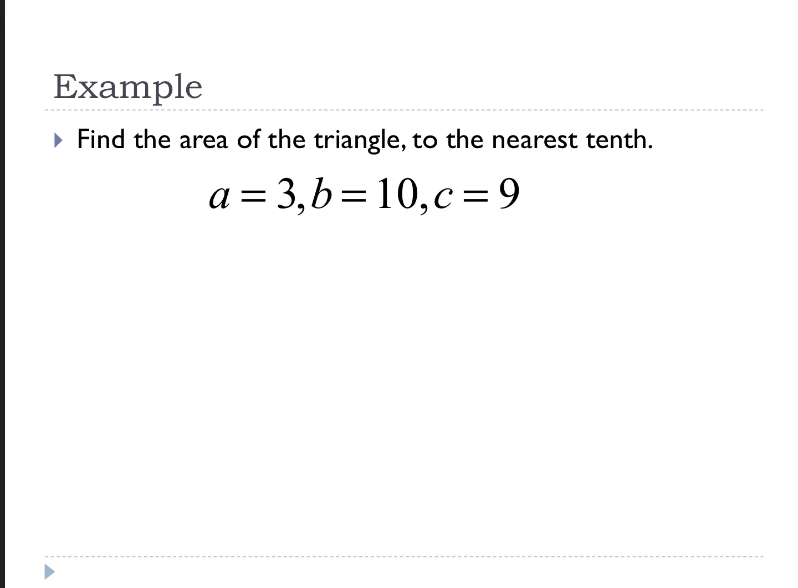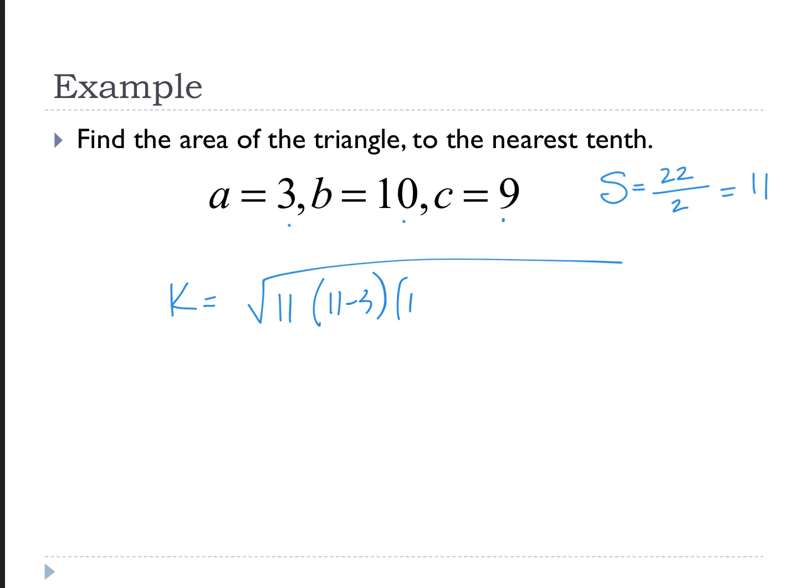So for this one, since I have 3 sides, and that's what Heron's formula is used for, first let's figure out what S is. So it's the sum of all 3 sides, which is 22, divided by 2. So S is 11. So now when I go to use the formula, it is S times S minus A times S minus B times S minus C. Break out your calculator for all of that, and you should get 13.3.